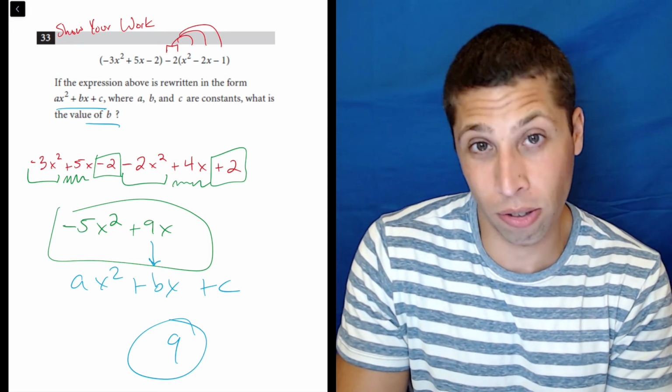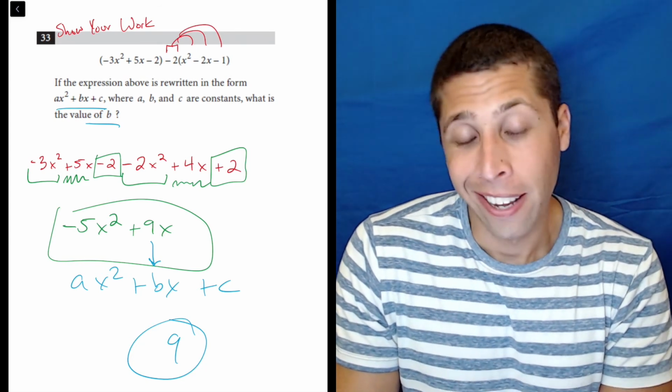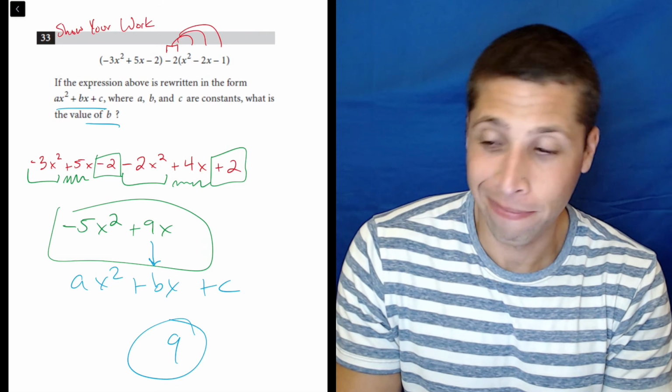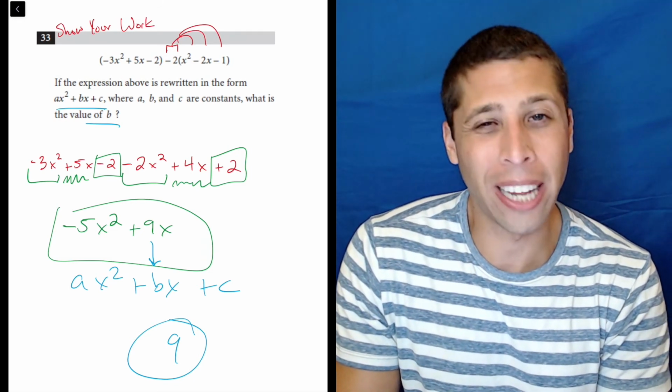It's a weird instruction, but this is something the SAT does to kind of ask for something simple from something complex. So just get used to this. You're likely to see something like this again.